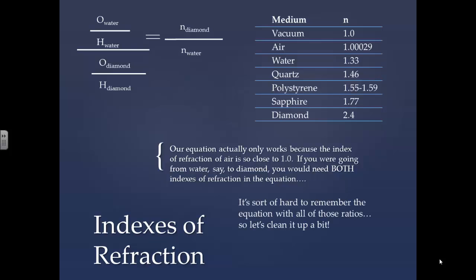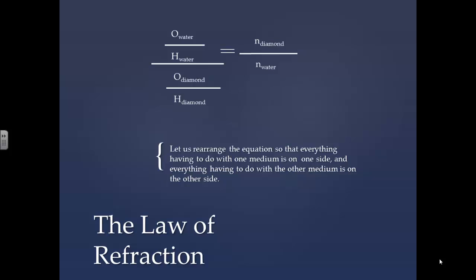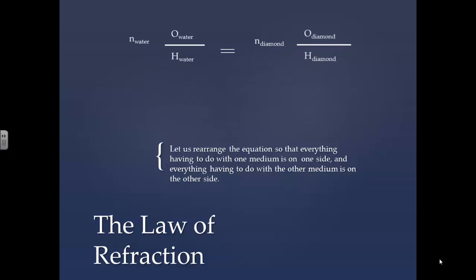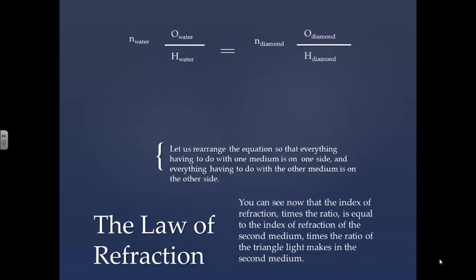It's sort of hard to remember the equation with all of these ratios, so let's clean it up a bit. Let us rearrange the equation so that everything having to do with one medium is on one side and everything having to do with the other medium is on the other side. You can see now that the index of refraction times the ratio is equal to the index of refraction of the second medium times the ratio of the triangle light makes in the second medium.